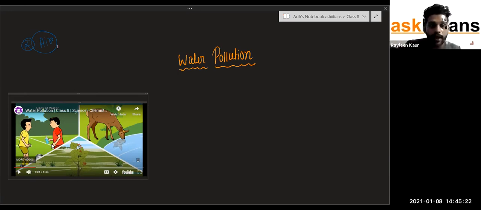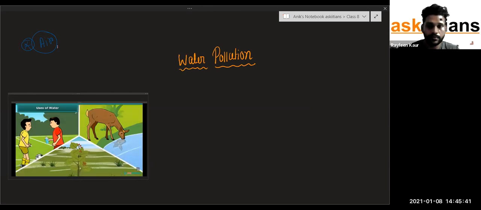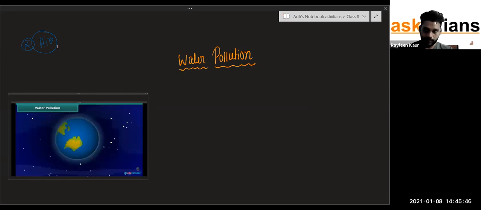Apart from that, you can see in the third section there's a plant growing by taking the water from the earth crust. So all these things are related to water, right? You can see the whole earth is blue in color because of this water only.